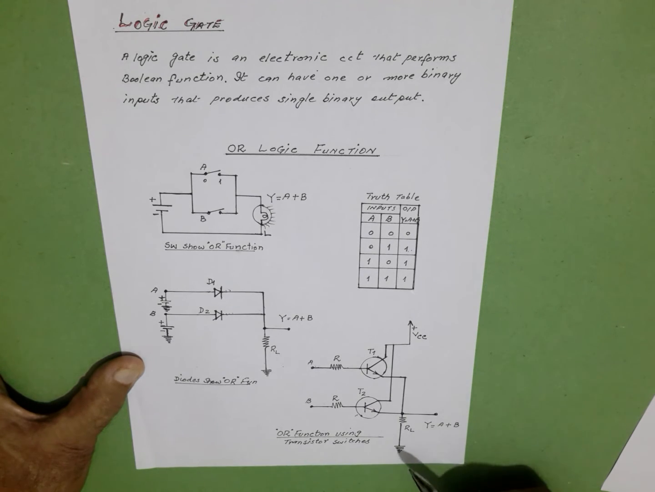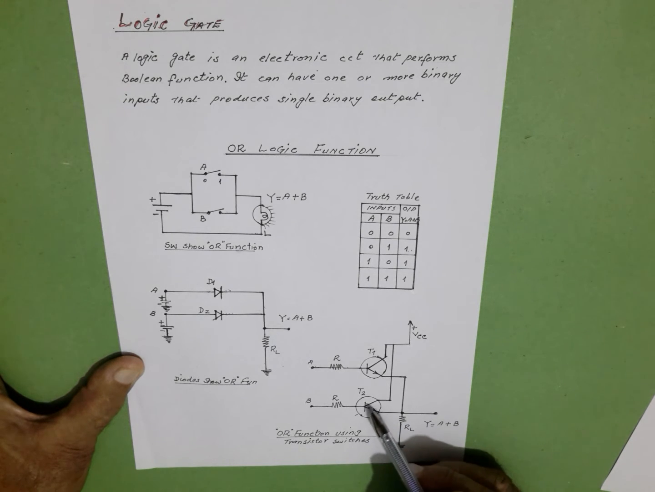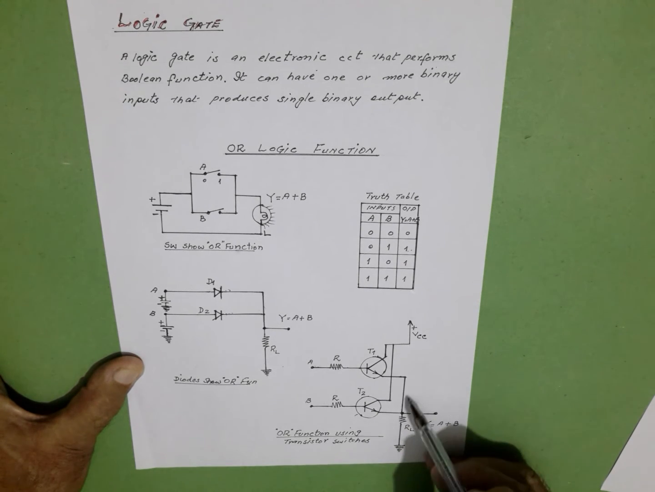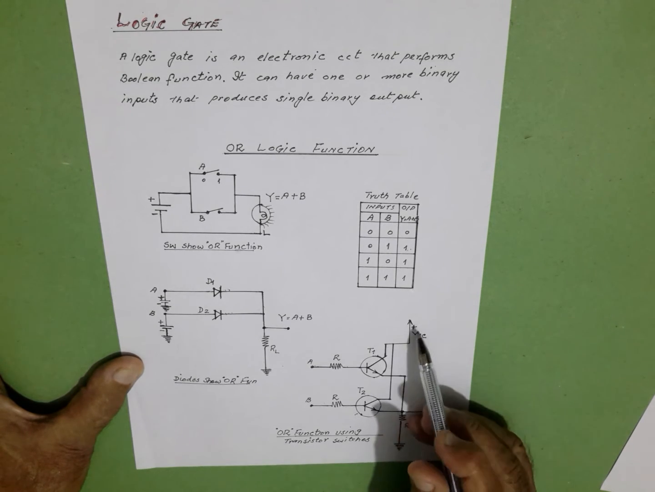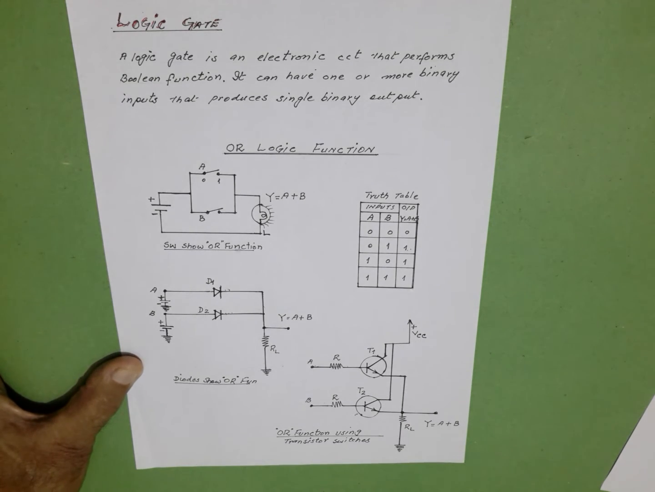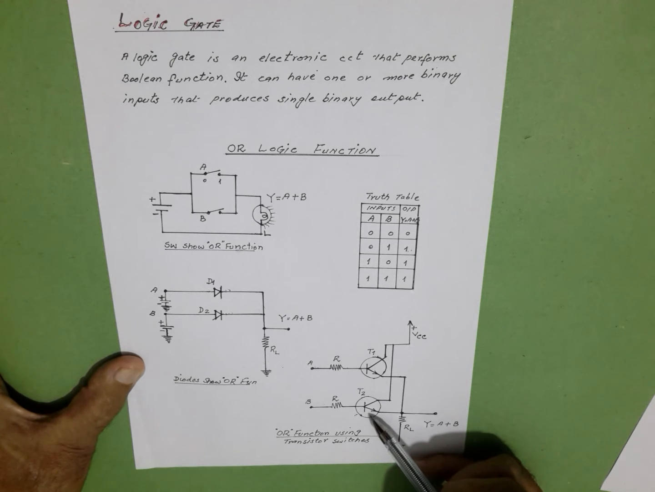When they are not conducting, there is no current flowing from ground through RL and transistor T2, and also from ground through RL and T1 to VCC. For the first case, there is no output voltage here. Why? Because both the transistors are cut off.